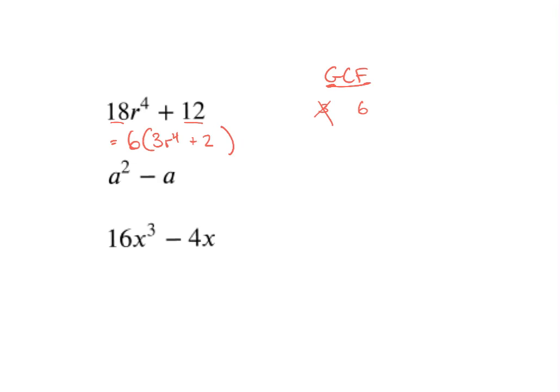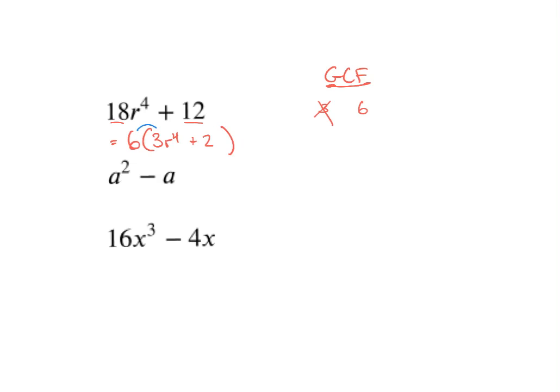Factoring is super easy to check your answer. If you think about doing this backwards, if you multiplied 6 times 3r to the power 4, we should get 18r to the power 4. And same with the other term. If we multiply 6 times 2, we get 12.